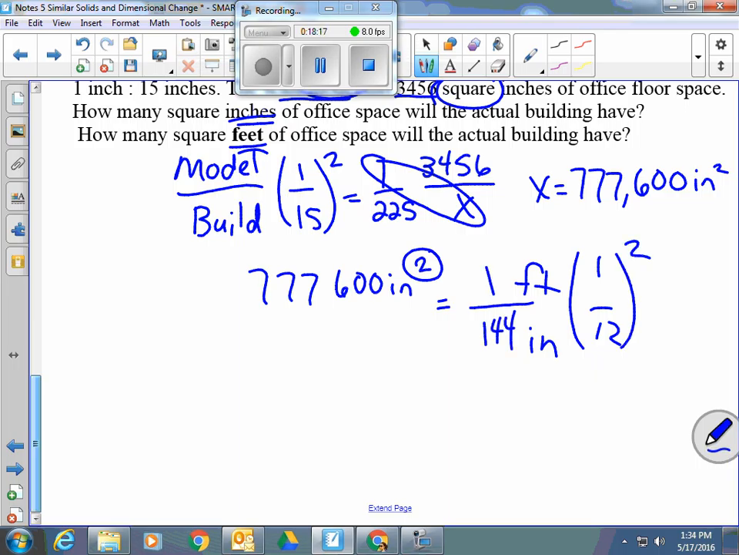So 777,600 divided by 144 is what? Somebody push buttons. What? 5,400. And that would be feet squared.